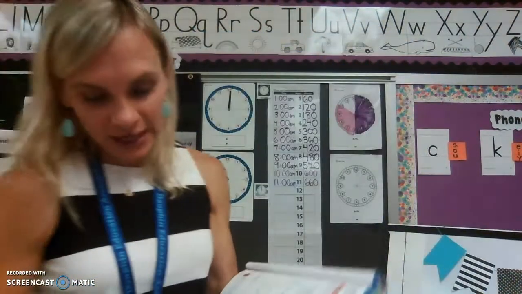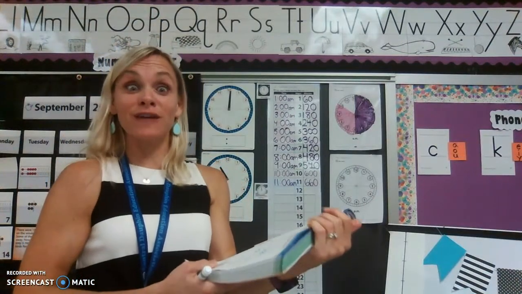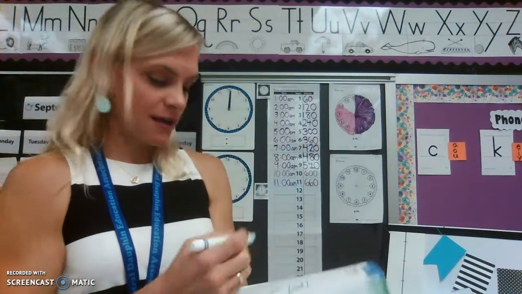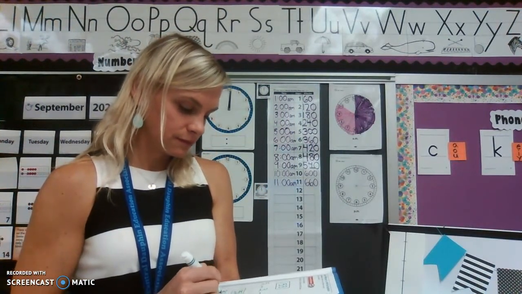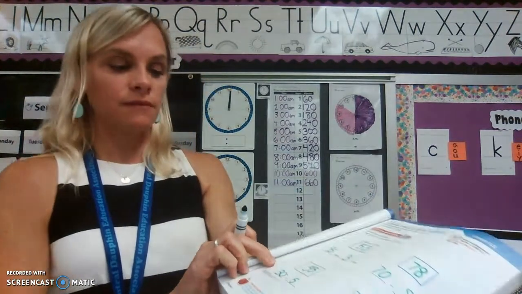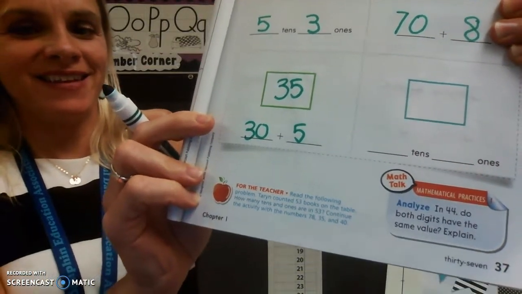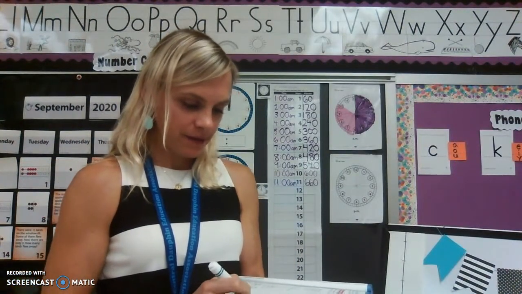Okay, let's go to green now. We're in the green box. All right, go ahead and write 35 in the green box. Let's do 35. Same thing. Make an equation. Got 35? Did you write 30 plus 5? Last box. Go ahead and write 40 in the box.